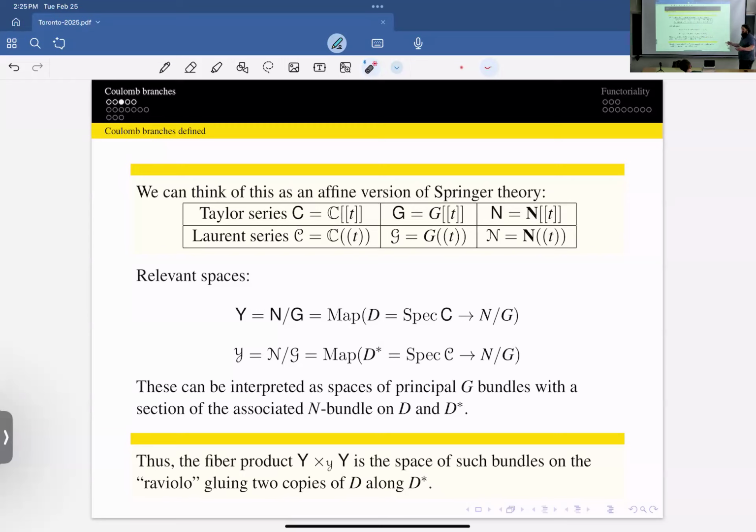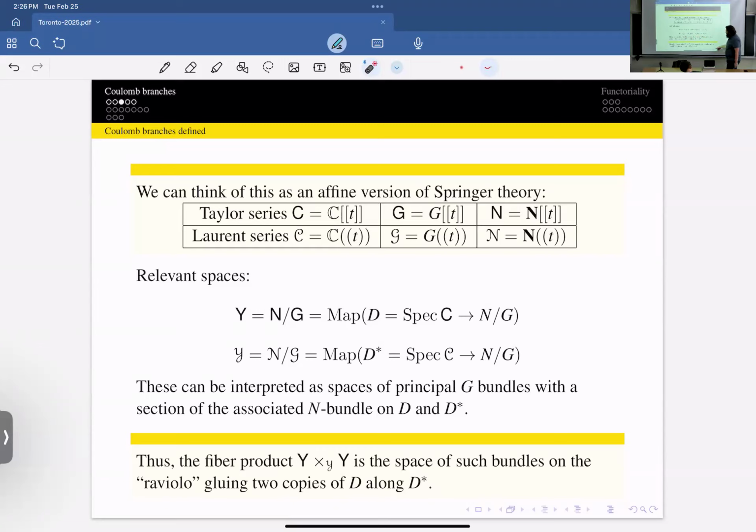So again, we were gauging things. Secretly, that was thinking about stacks. So this is some really horrible stack where I'm modding out an infinite dimensional variety by an infinite dimensional group, but it'll be okay. And the way you should think about this is I'm taking Spec of Taylor series, that's a formal disk, and I'm looking at the space of maps of that formal disk into the quotient N mod G. And then similarly, I look at the same thing, but with a punctured formal disk.